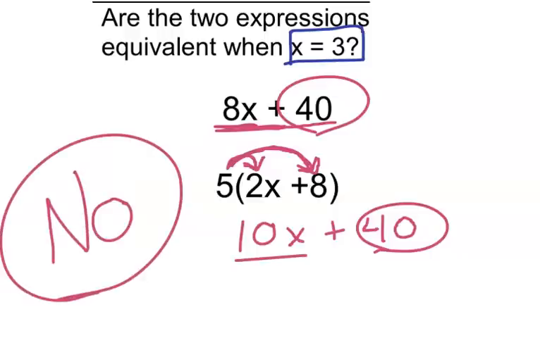Okay, we can see that they're clearly not going to be the same answer. If you put in a number for x, they're not going to be the same answer. They're going to be two different answers.